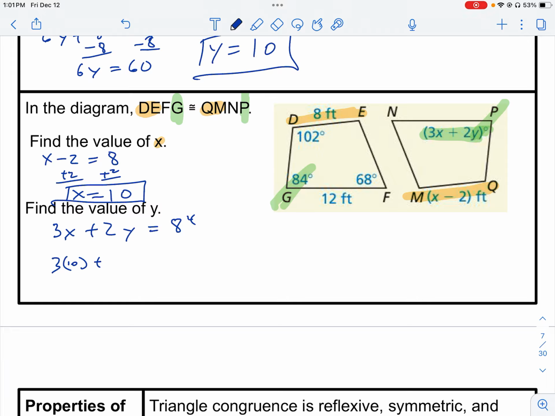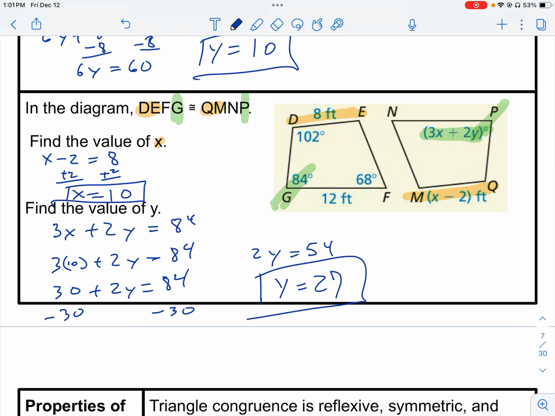So we can substitute in the 10. And then we just go ahead and solve like we always do, algebraing it out. So 2y equals 54. Y equals 27. How'd you do? Great.